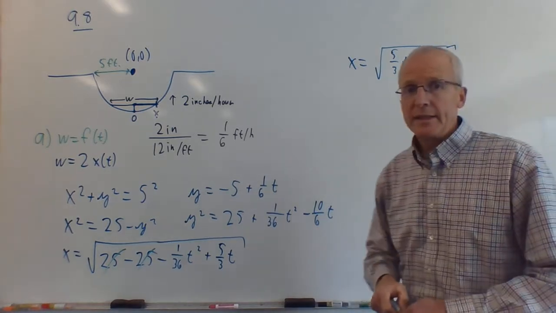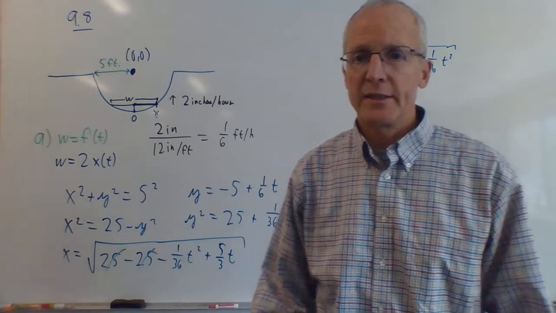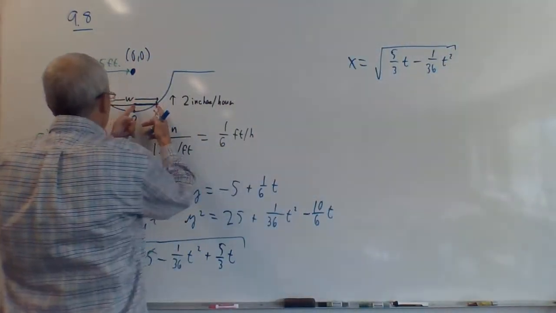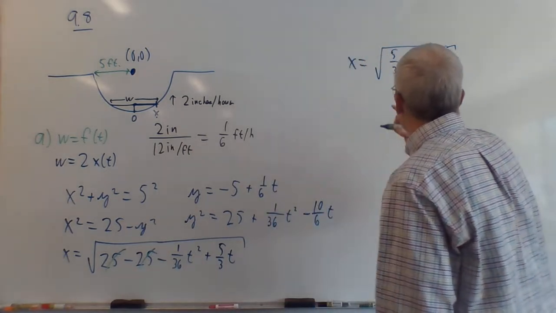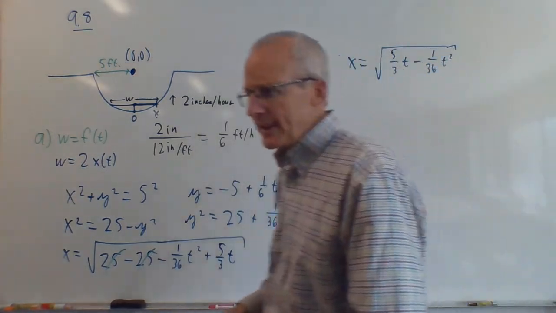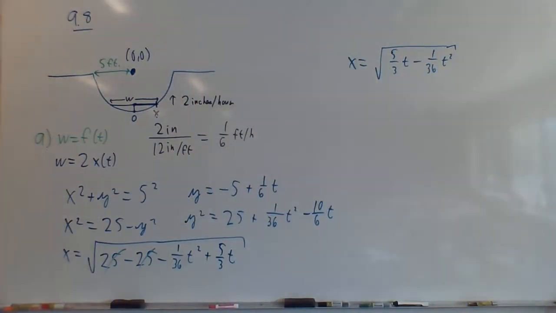And the width is just 2 times x. The width is just double that, right? If this is x, the width includes this. So the width then is 2 times that. And let me see how we want to make sure we get the same answer they do, which is always nice. So let me see how they wrote it.